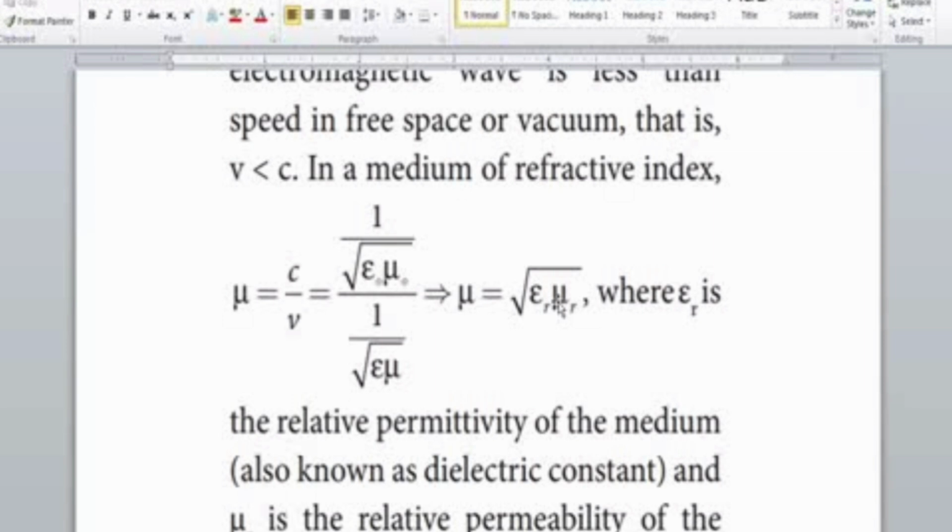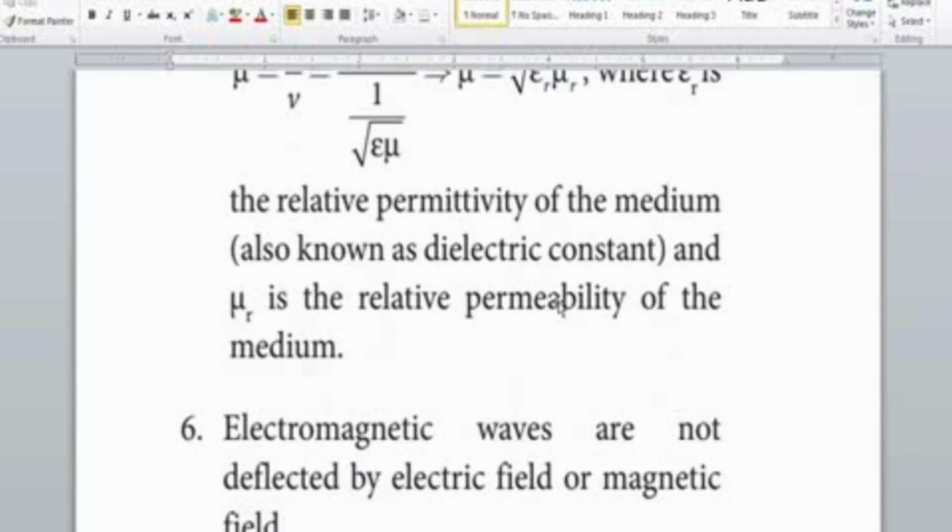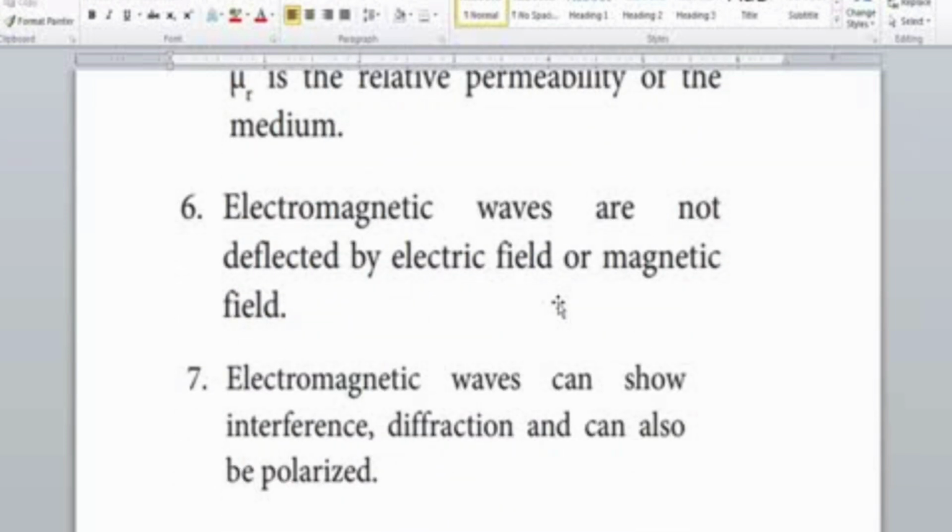So velocity in vacuum and the velocity in that object, we can compare that, we can calculate the relative velocity. Next, sixth one, electromagnetic waves are not affected by the electric field and the magnetic field. It is an electromagnetic wave, but it is not deflected by the electric and the magnetic field.